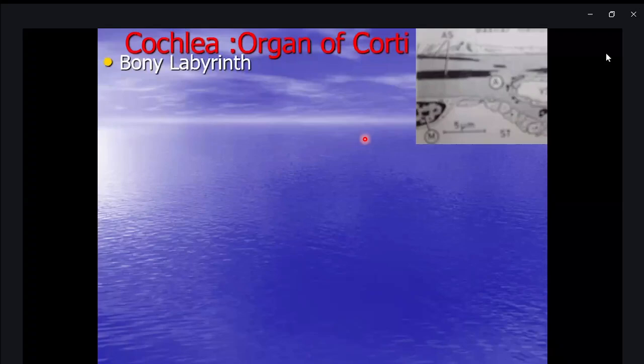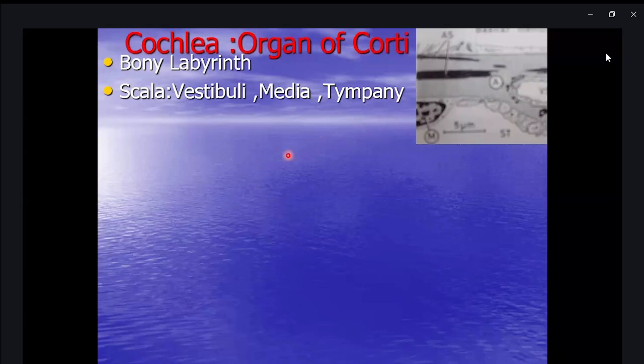And the cochlea, the 2.5 turns is the bone. Within that bony 2.5 turn channel, we have the membranous labyrinth. These membranes are usually two. We have what we call the vestibular membrane, and we have the basilar membrane.